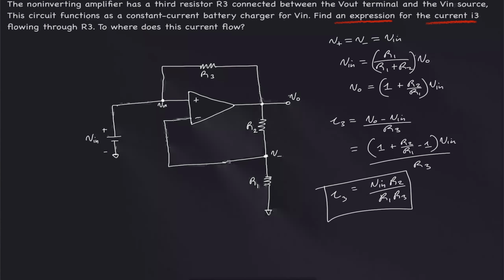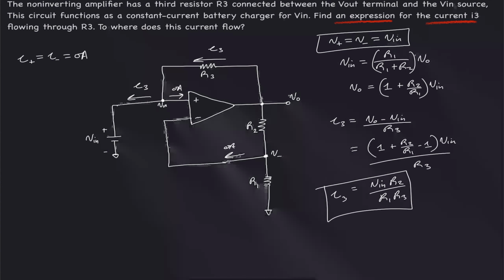Now, where does the current I3 flow? By virtual short, we also know that the current into the V plus terminal, I plus, is equal to I minus, which is equal to 0 amps. So I minus is 0 amps and I plus is 0 amps. Thus the current I3 is flowing into the positive terminal of the battery.